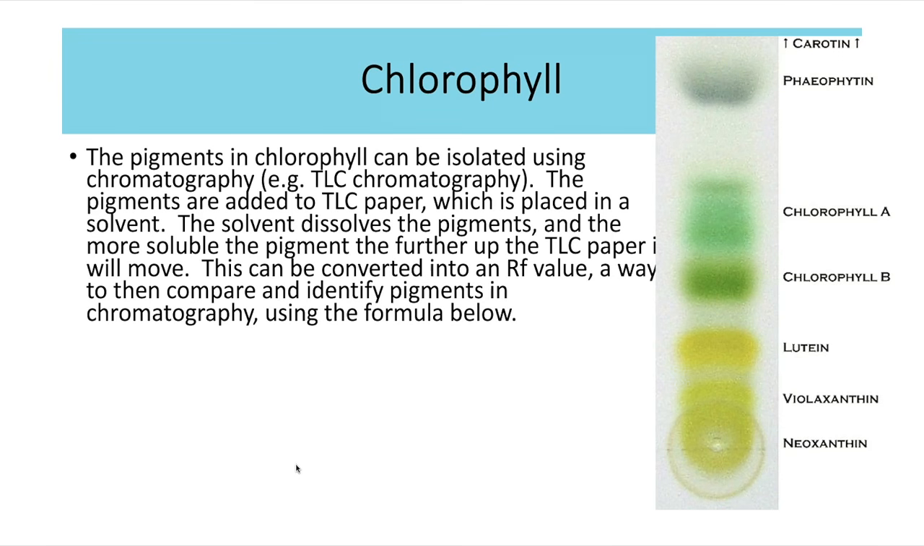The pigments in chlorophyll can be isolated using chromatography, which is one of the practicals you're expected to know how to do. So for example, TLC chromatography, which this image here is from a TLC, which is thin layer chromatography. The pigments from the plant would be added at the origin line to your TLC paper. You would then place the paper in solvent. The pigments dissolve in that solvent, and depending on how soluble each pigment is in that solvent means how far up the TLC paper the pigment can travel.